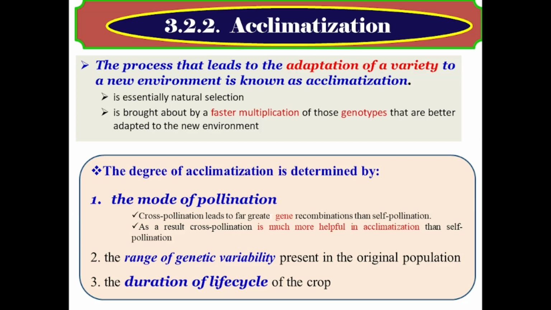2. The range of genetic variability present in the original population. This means having high diversity equals a high chance of success. 3. The duration of the life cycle of the crop. For example, annuals can be selected and commercialized quickly.